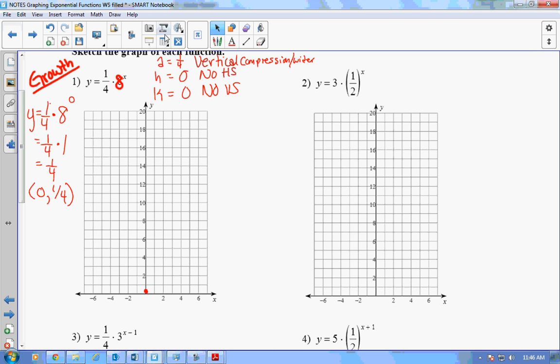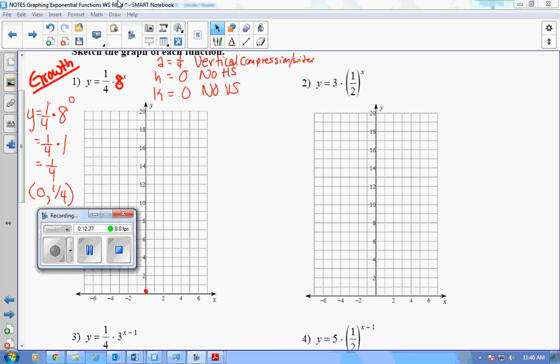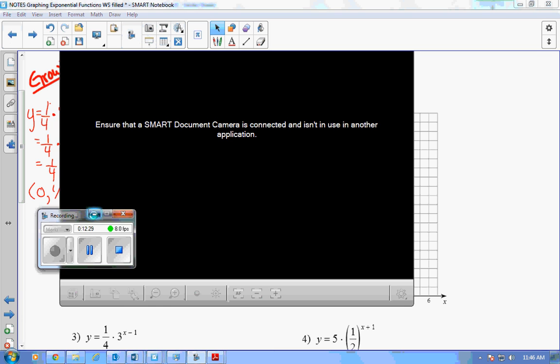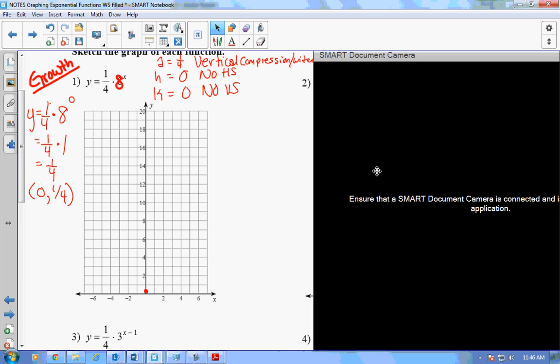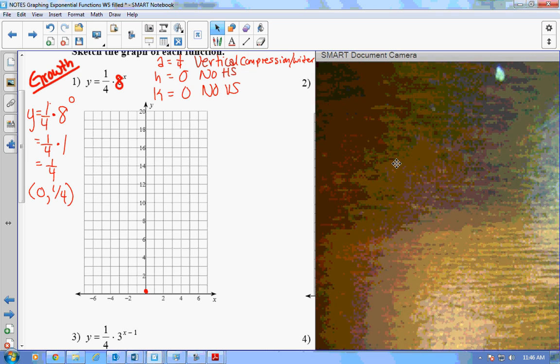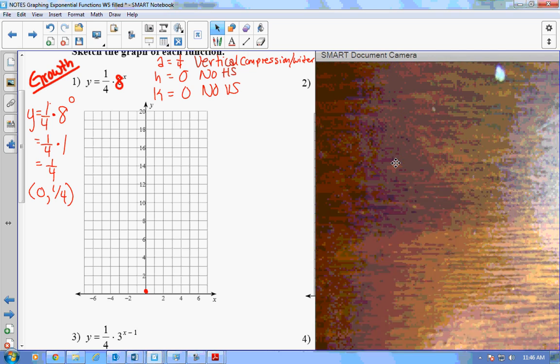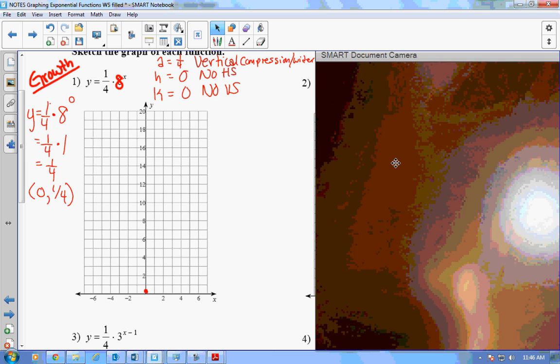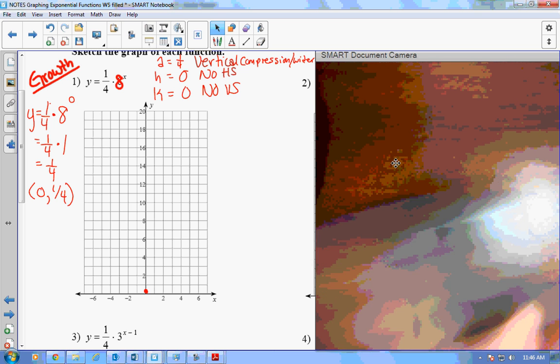I'm going to show you a way for your calculator to get the rest of the points for you. The point of this lesson is not to learn how to do x, y tables. The point of this lesson is to learn how to graph the exponentials. So we will let the calculator do the rest of the work for us.